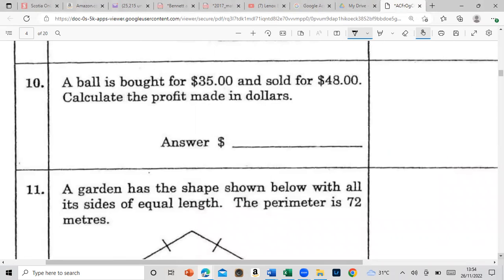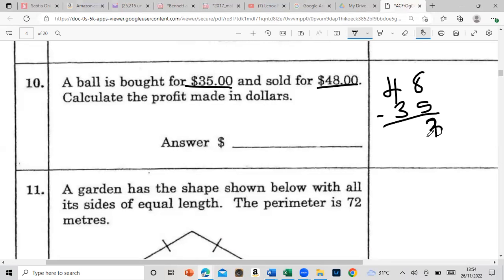A ball is bought for $35 and is sold for $48. Calculate the profit he made in dollars. So you bought it for 35 and you sold it for 48. So this is very straightforward. So 48 subtract 35, right? 5 from that leave 7. No, 5 from that leave 3. What am I saying? 5 from 8 is 3, and so you make a profit of $13. Remember, the profit is what you make. Profit is what you make.